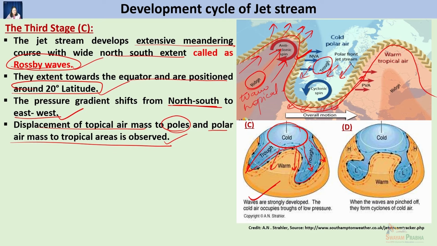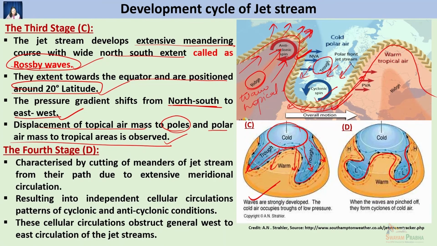And this intensifies these wave-like patterns into zones of anticyclonic and cyclonic grooves. So the anticyclonic grooves extend towards the poleward side of the jet stream, whereas the cyclonic grooves extend towards the equatorward side of the jet stream, resulting in extensively developed curved and meandering jet stream formation.